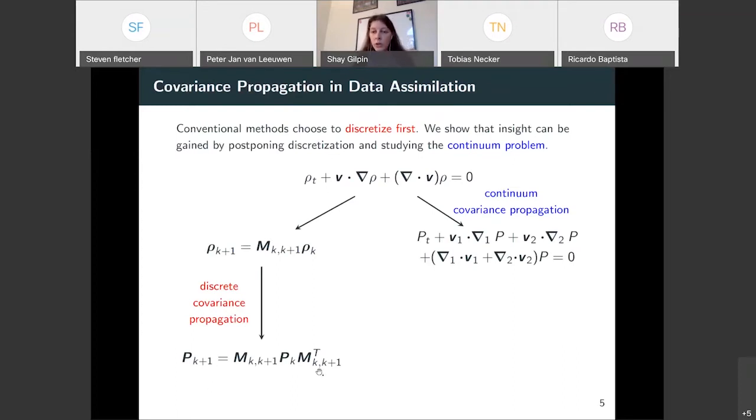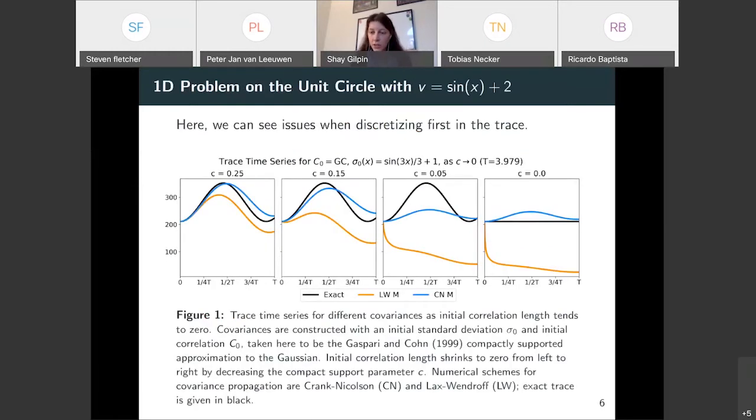And what we'll do is use the continuum analysis, by studying this covariance equation, as a guide to interpret the results we see when we propagate our covariances numerically in our numerical experiments. To get a feel for this, we'll just use the continuity equation and do some numerical experiments. Throughout this presentation, we'll be considering for our numerical results the same one-dimensional continuity equation over the unit circle with this advection speed given here.